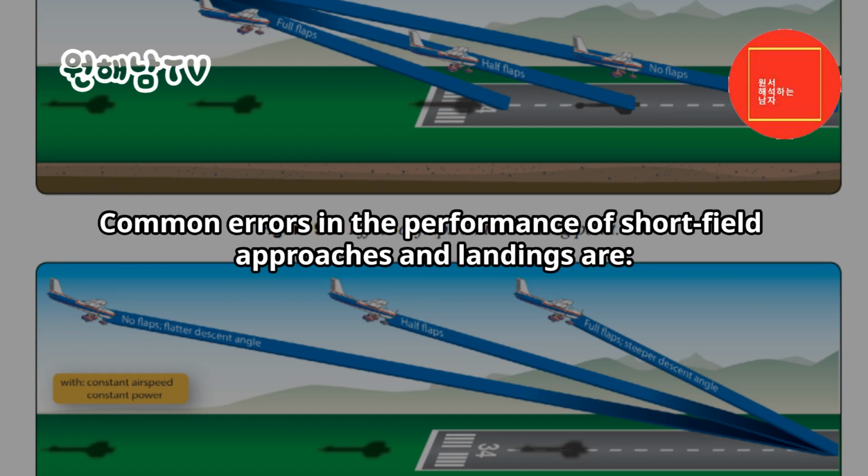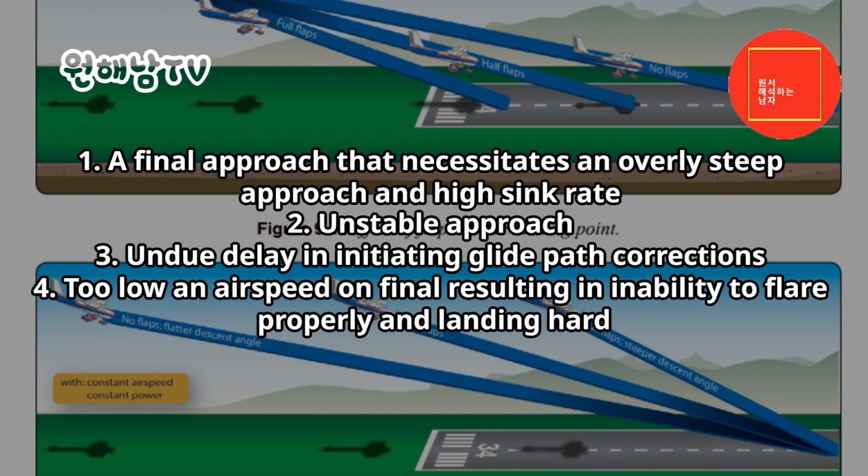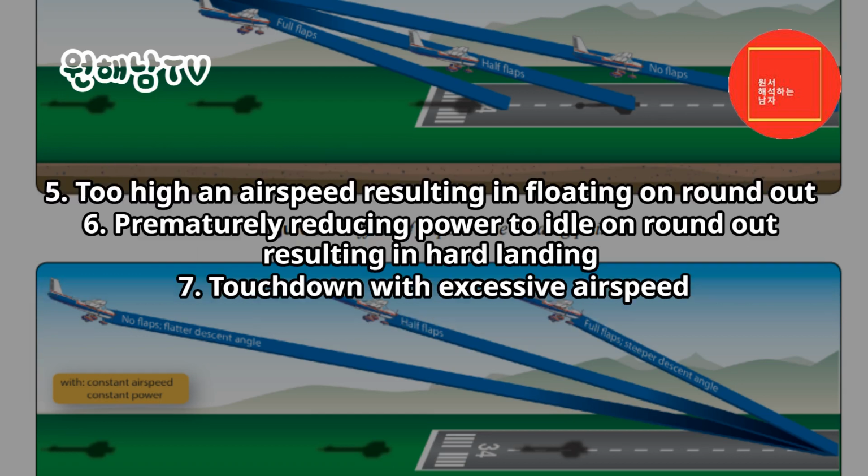Common errors. Common errors in the performance of short field approaches and landings are: 1. A final approach that necessitates an overly steep approach and high sink rate. 2. Unstable approach. 3. Undue delay in initiating glide path corrections. 4. Too low an airspeed on final resulting in inability to flare properly and landing hard. 5. Too high an airspeed resulting in floating on round out. 6. Prematurely reducing power to idle on round out resulting in hard landing.